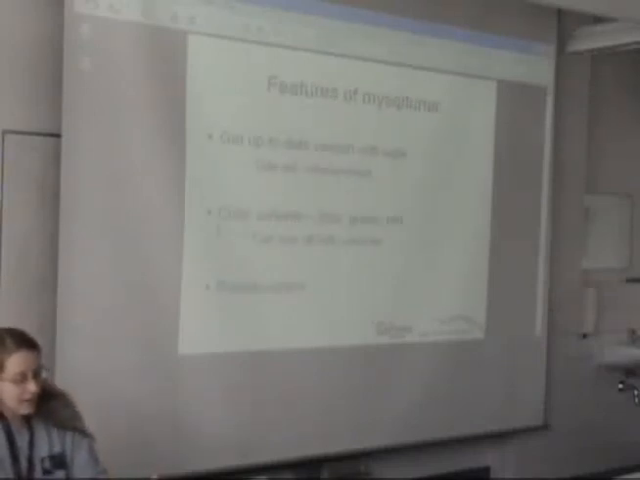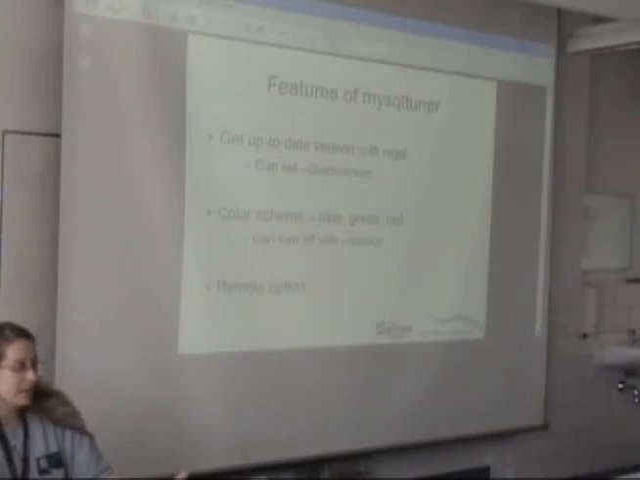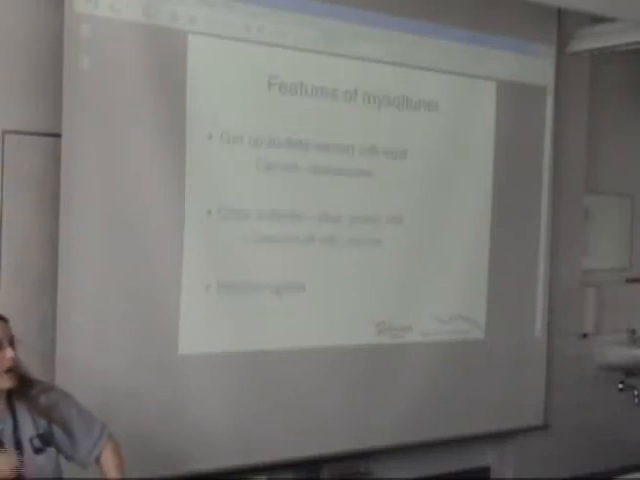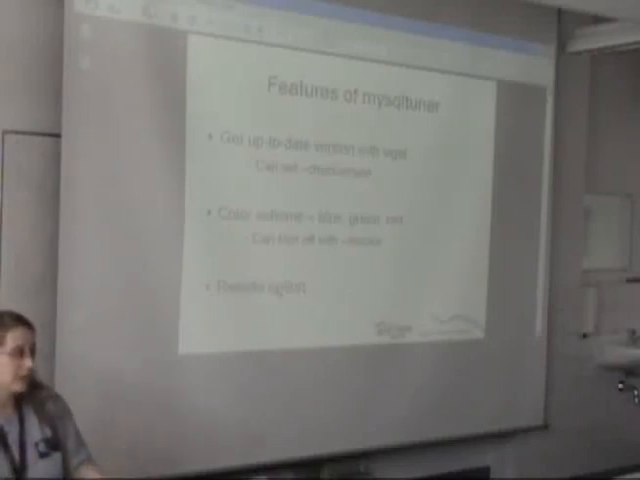So here's, in a nutshell, the features of MySQLTuner. You can get the up-to-date version with wget, like we just got mysqltuner.pl, which is pretty cool. You can use the --checkversion option to check the version. The blue, green, red color scheme you can turn off with --nocolor. And the remote option is pretty cool because you don't have to be on the server you're checking. You do need to provide the memory and swap information because it will actually do some checks there.